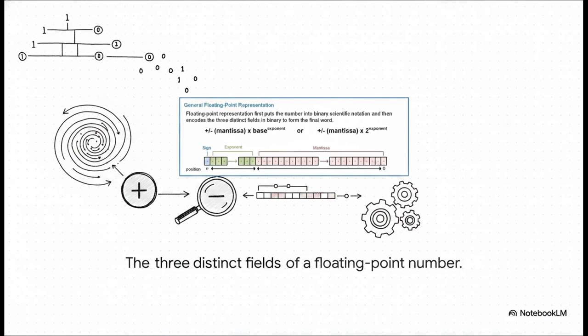To make this work, the computer takes a number, converts it into binary scientific notation, and then slices it into 3 distinct fields to be stored in memory. First up, it encodes the sign. Is the number positive or negative? Second, it encodes the exponent, which tells the computer exactly where to float that radix point. And finally, it encodes the mantissa, which holds the actual core digits of the number itself.